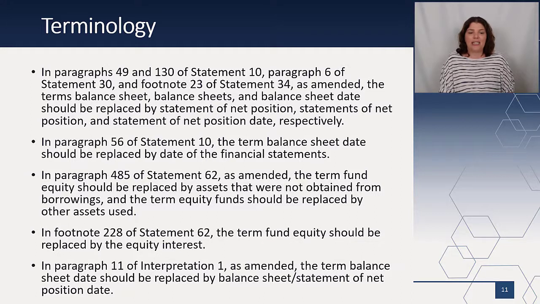The term balance sheet date, again, should be replaced by the date of the financial statements. Statement 62 is being updated. The term fund equity should be replaced by assets that are not obtained from borrowing. And the term equity funds should be replaced by other assets used. In Statement 62, again, the term fund equity is going to be replaced by equity interest. And then from paragraph 11 of Interpretation 1, going way back, the term balance sheet date is again replaced by statement of net position date. So in terms of impact on practice, the terminology changes pretty much don't make a big impact, but they do make them technically correct. And I think that's what they're really going for here.